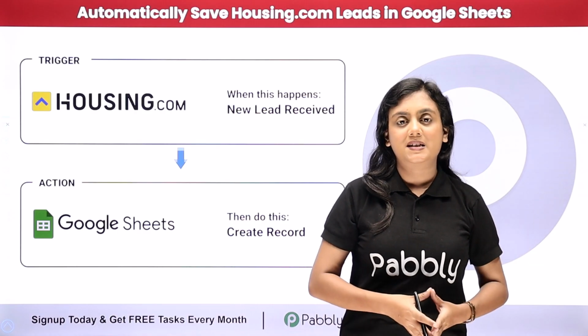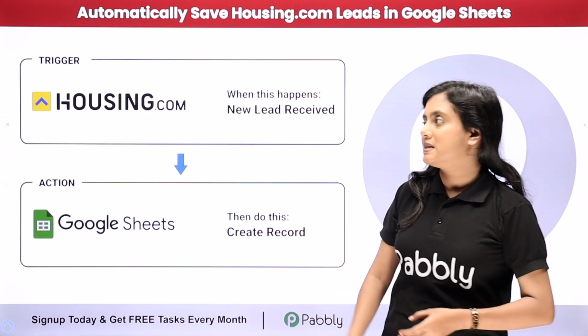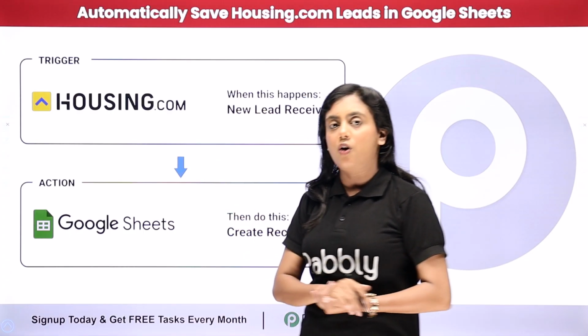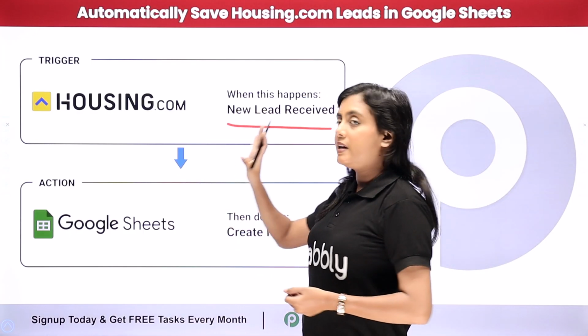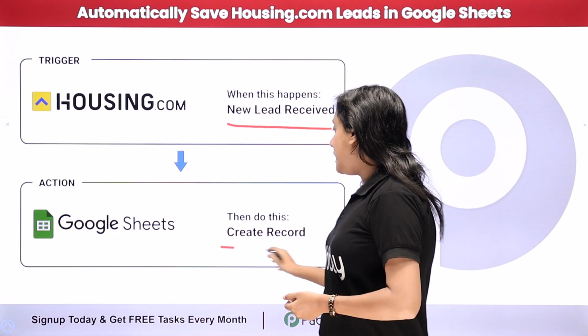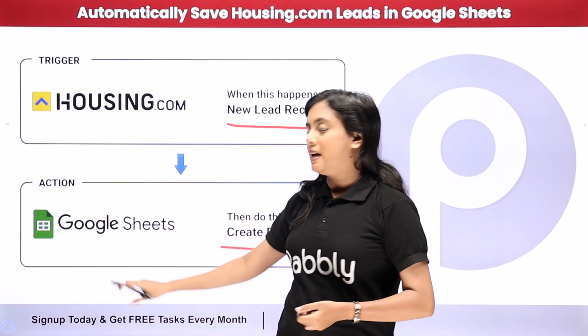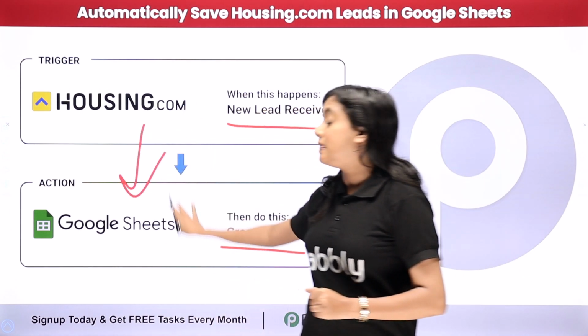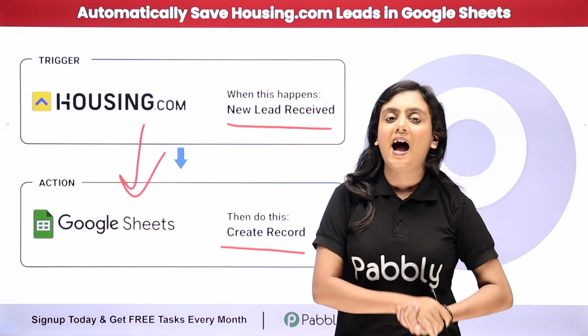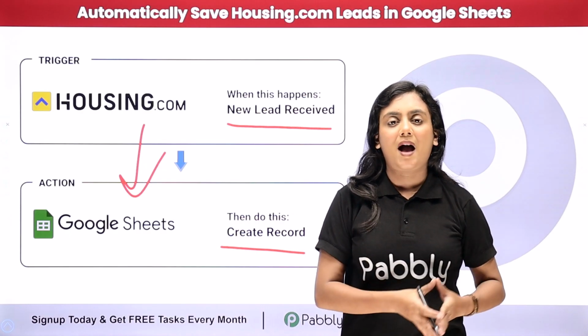I am an owner of a real estate agency and I promote my business using housing.com where I receive leads. So now as soon as a new lead is generated with the help of this automation, automatically the record of the lead's details is created in my Google Sheets. For that, I've simply connected these two applications without any need of coding and programming skills using Pabbly Connect.